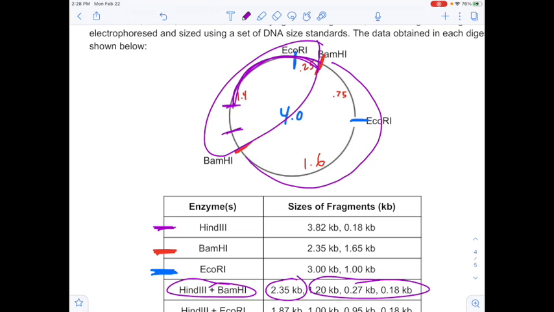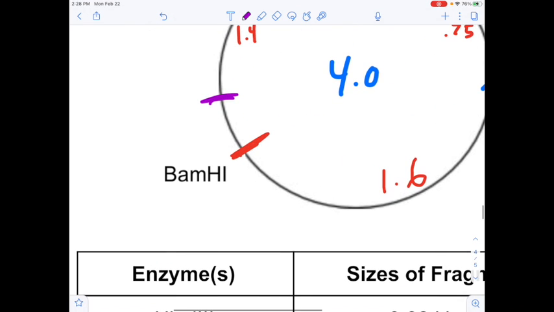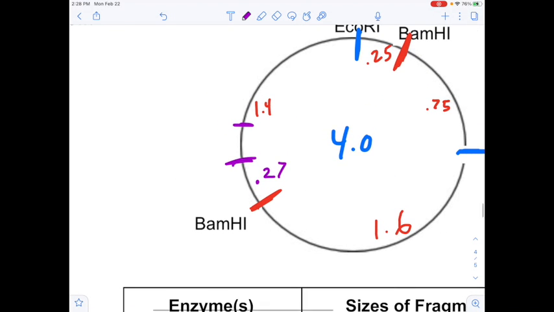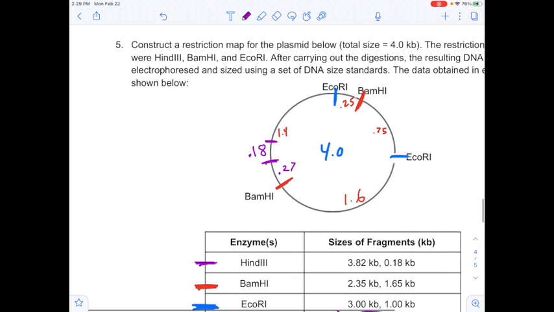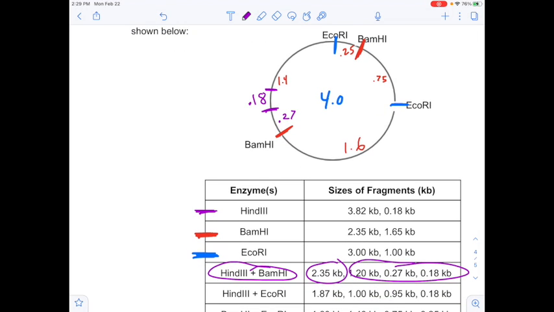And the 0.27 would be here to here, and the 0.18 would be there to there. So let's draw those on there. 0.27, 0.18. Okay, those are the HindIII cuts.